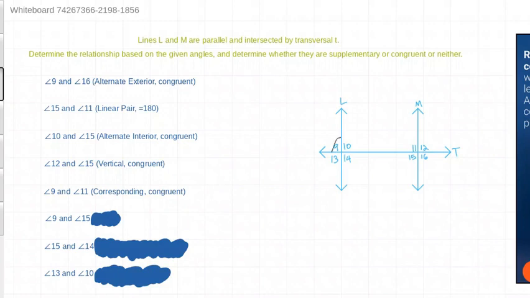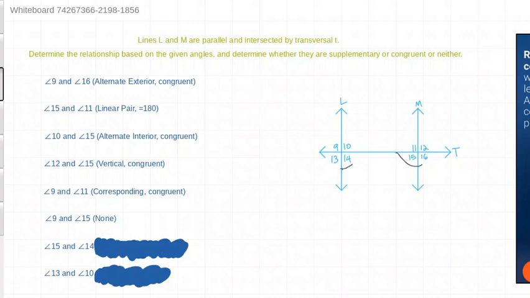Angle 9 and angle 15. They're on opposite sides of the transversal, but angle 9's on the exterior and angle 15's on the interior. There's nothing that could apply for that, so our answer would be none.